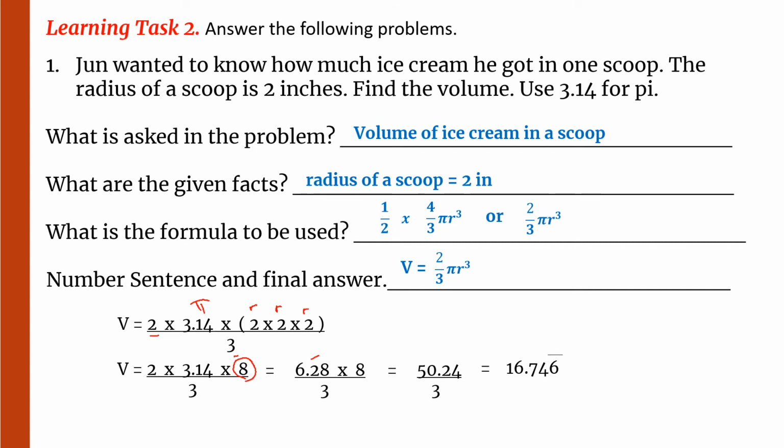And the product of 6.28 and 8 is 50.24. So yung 3 sa ilalim, kinokopya lang. And then once na i-divide nyo yung 50.24 by 3, the answer is 16.746 bar. So meaning our volume, in this case, to the nearest hundredths, ay 16.75 cubic inches.